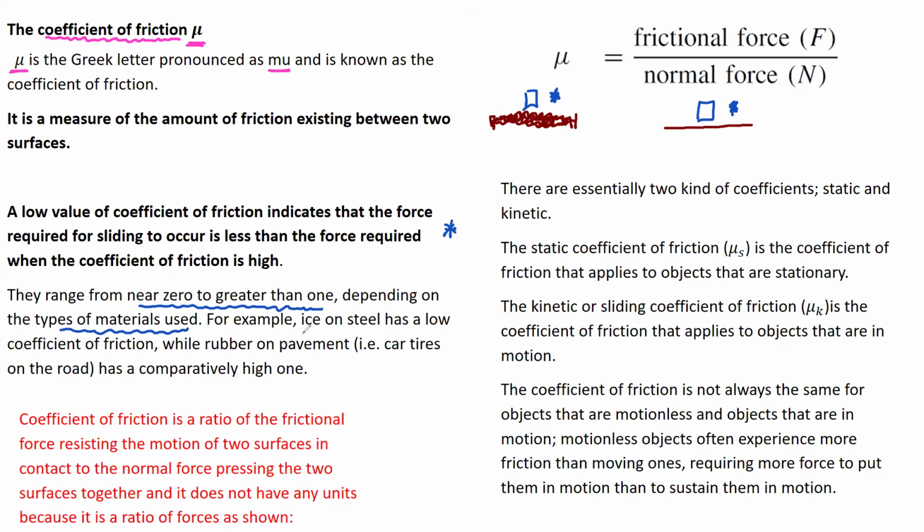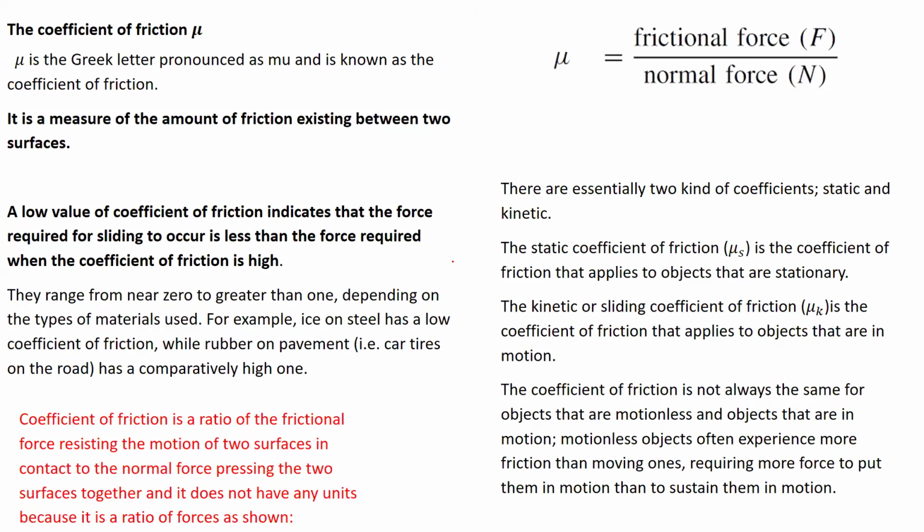And it all depends on the type of materials available, the type of surfaces available. And I gave an example. I said ice on steel has a low coefficient of friction, while rubber on pavement, which is the car tires, has a comparatively high one. Now you need to be able to define what a coefficient of friction is, and also to get this point I'm going to bring across right now.